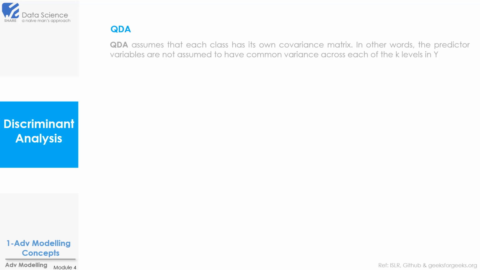Now second, we have quadratic discriminant analysis. So we saw earlier that in QDA, the variance covariance matrix is not constant. QDA assumes that each class has its own covariance matrix. In other words, the predictor variables are not assumed to have common variance across each of the k levels in the response y. The formula for calculating the discriminant score is modified as below.